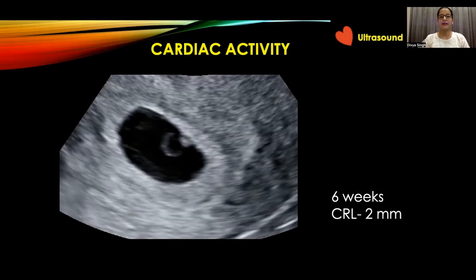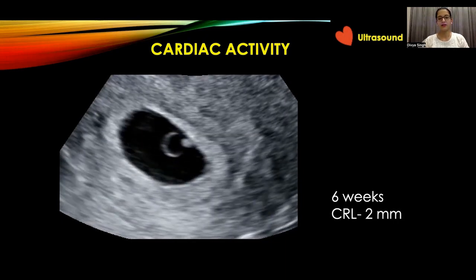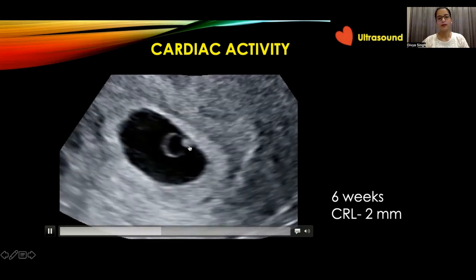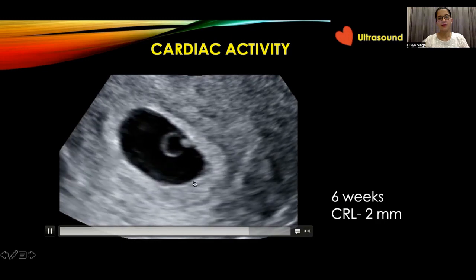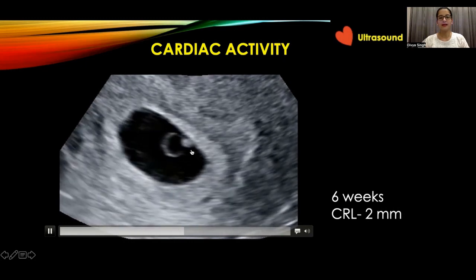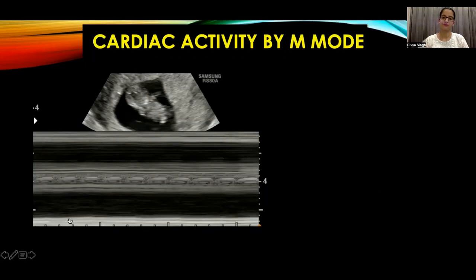Now, cardiac activity in early pregnancy can be assessed subjectively, in that you just hold the probe still and look for any kind of flicker or movement in the embryo, as you can see here. So we can appreciate normal cardiac activity in this embryo of CRL 2 millimeters at 6 weeks. However, we can also do an objective measurement if we want to get the heart rate, and this is done by using the M mode. Remember, we do not use color or pulse Doppler in the embryo because the heating effects of these can be detrimental to the developing embryo, and we do not want to cause any harm.